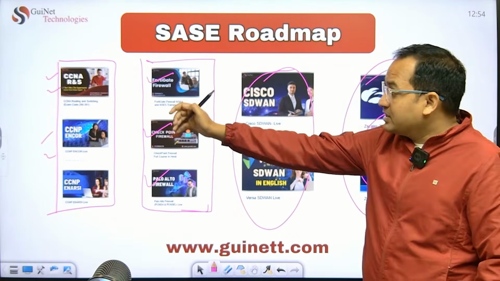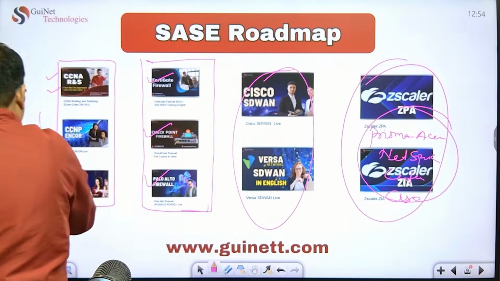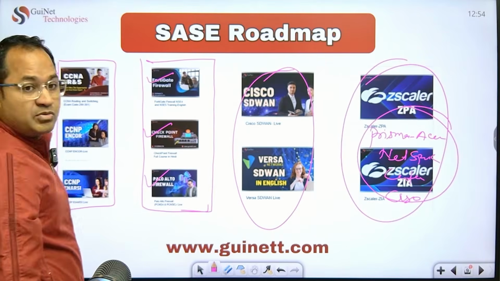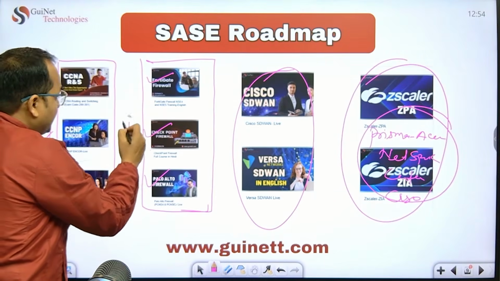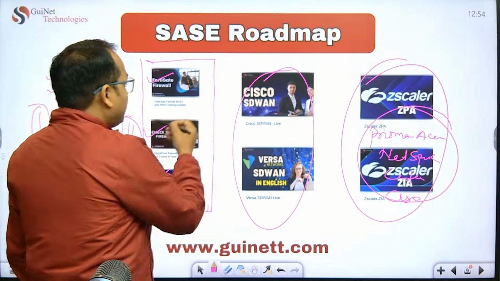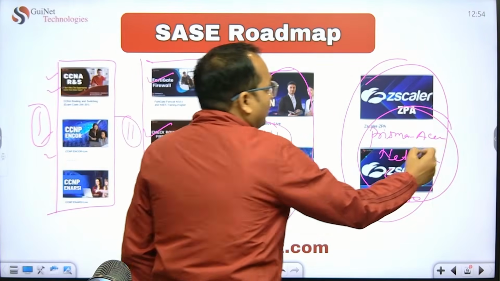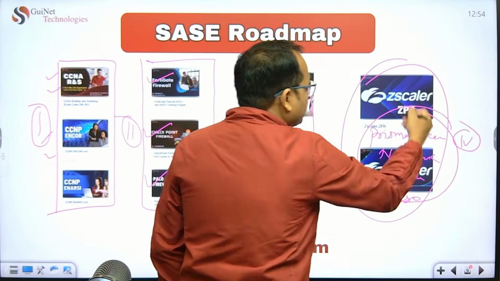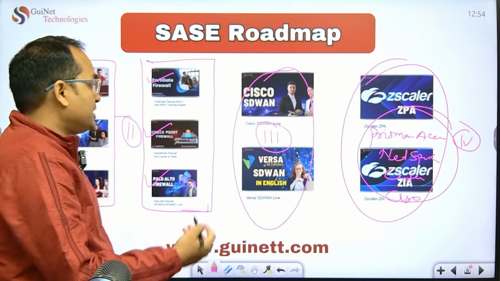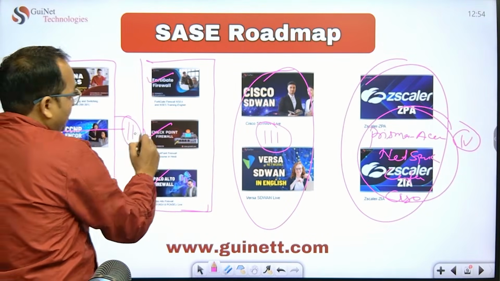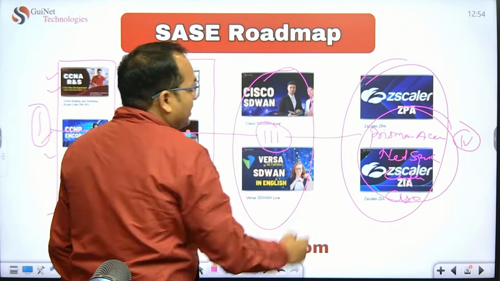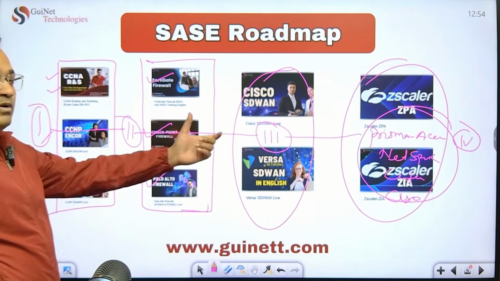You must start first. Step 1, learn basic routing and switching. Step 2, become a champion of firewalls. Step 3, learn Cisco SD-WAN. And step 4, go for any SASE vendor: Prisma Access, NetSkope, or maybe Zscaler. This is going to be your roadmap. From my side, it's my recommendation, and every engineer must follow this path.